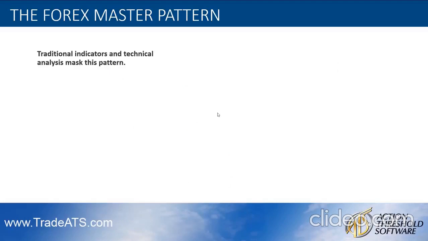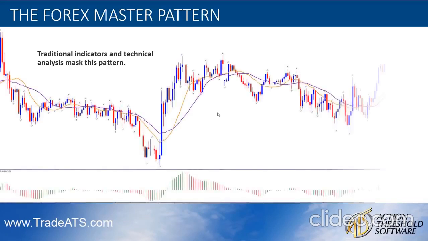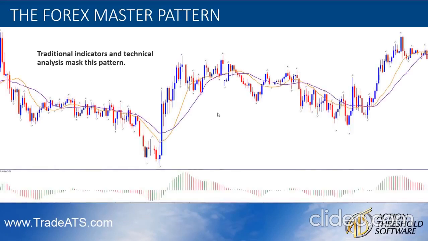So one thing I want to touch on that I said before is that traditional indicators and technical analysis mask this pattern. We take a look, this is a screenshot from a chart. People are going to use moving averages, they're going to use oscillators and fractals, whatever you want to use. They're just a bunch of statistical-based technical indicators. The pattern that we're talking about, the master pattern, when you're using these indicators, especially too many of them, you cannot see what I'm going to teach you.